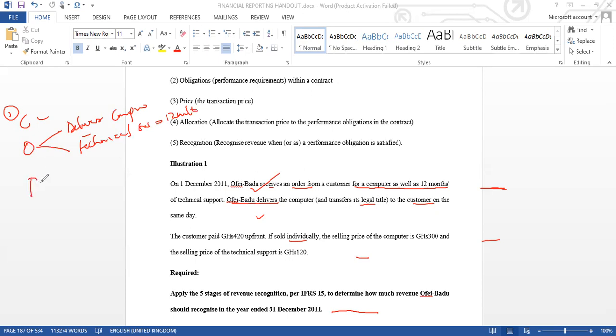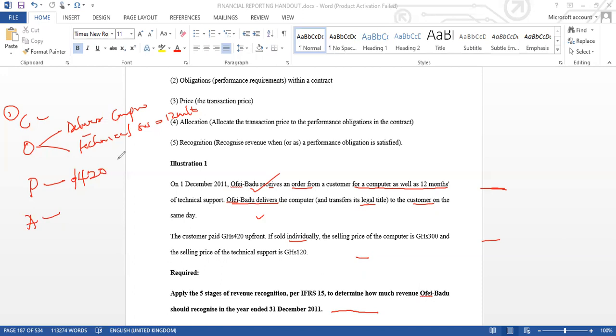Determine the price. Look for the price. Yeah, so what is the price? The price is how much? What is the value of the price? Guys, what is the value of the price? 420. Yeah, 420 cedis. What is the next thing? We now allocate the price to the performance obligation.